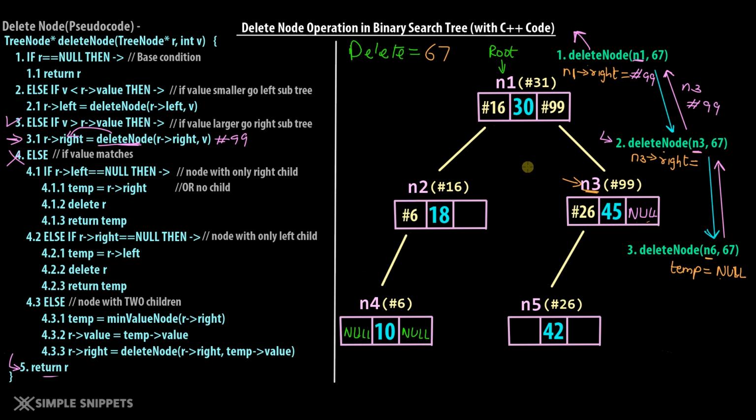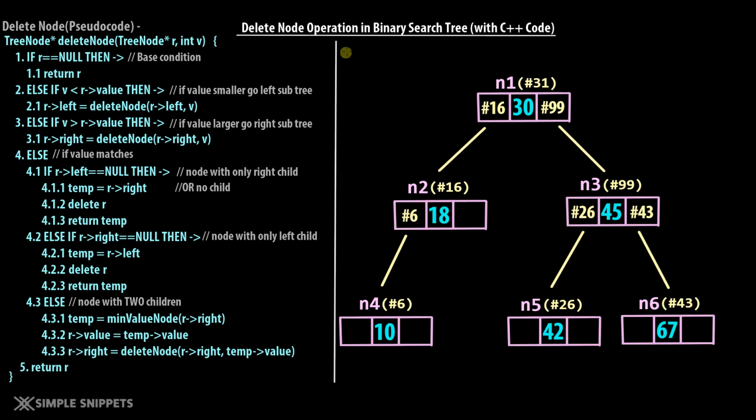And now let's see how you can delete a node with a single child. Okay, so now let's say you want to delete a node with the value of 18. So that is n2, and n2 is a node with a single child. So now let's apply this pseudocode again and perform the delete node operation.